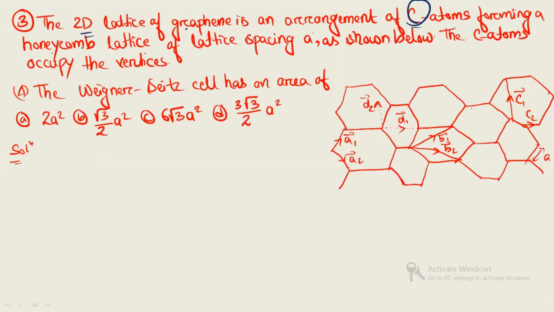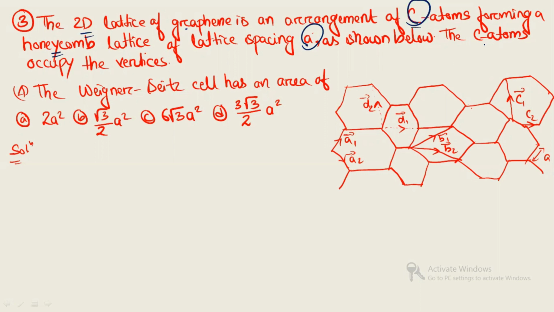Carbon atoms, and it is forming a honeycomb. Okay, lattice spacing is a. The figure is given to you. Carbon atoms are occupying the vertices. Okay, we already know what a Wigner-Seitz cell is. The Wigner-Seitz cell is what? It contains one lattice point.